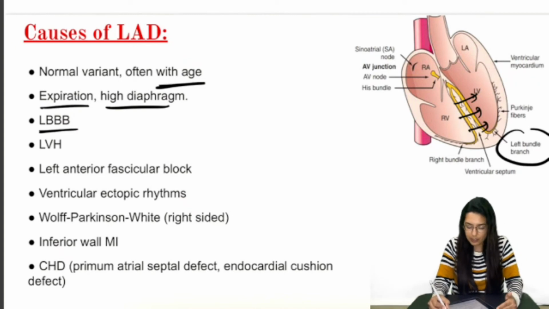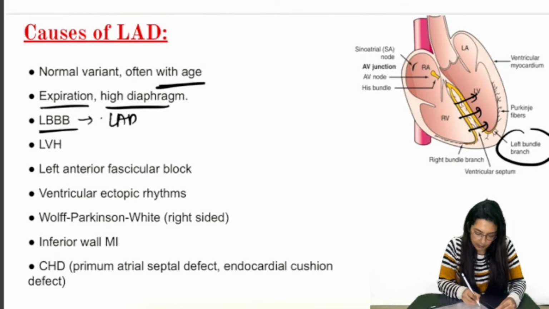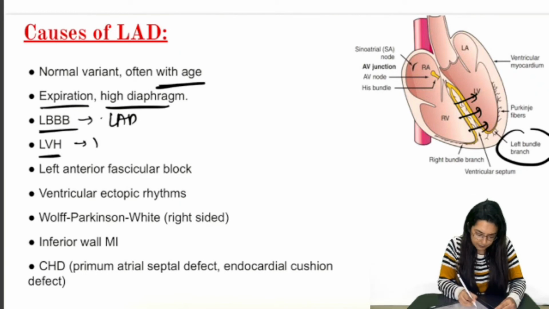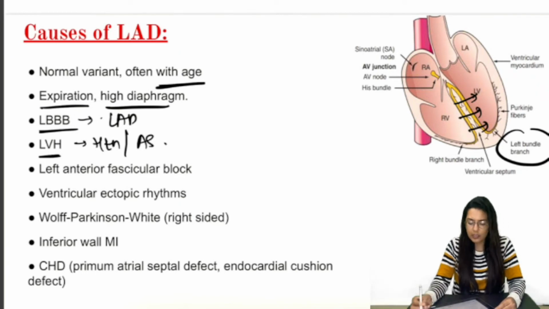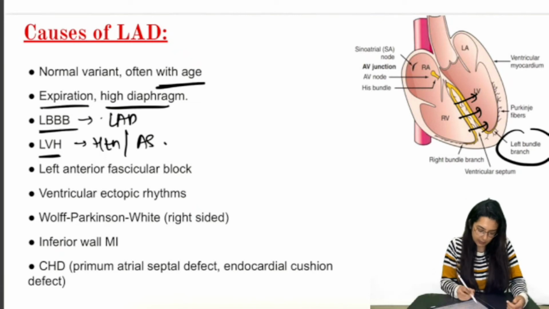So the wave of depolarization goes from right ventricle to left ventricle. So that's why it leads to LAD. So remember, LBBB leads to LAD. LVH, again opposite to the RVH. If LVH is there, like in hypertension or aortic stenosis, that can lead to left ventricular hypertrophy, and it can be more prominent than normal and can lead to left axis deviation.